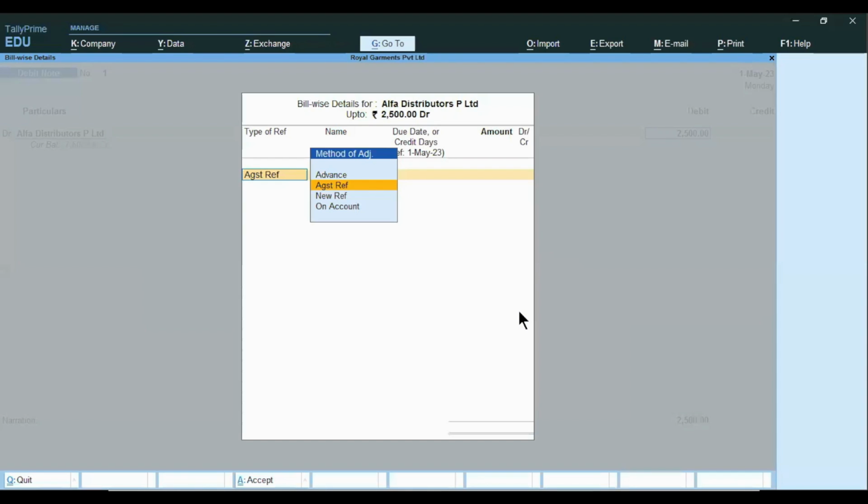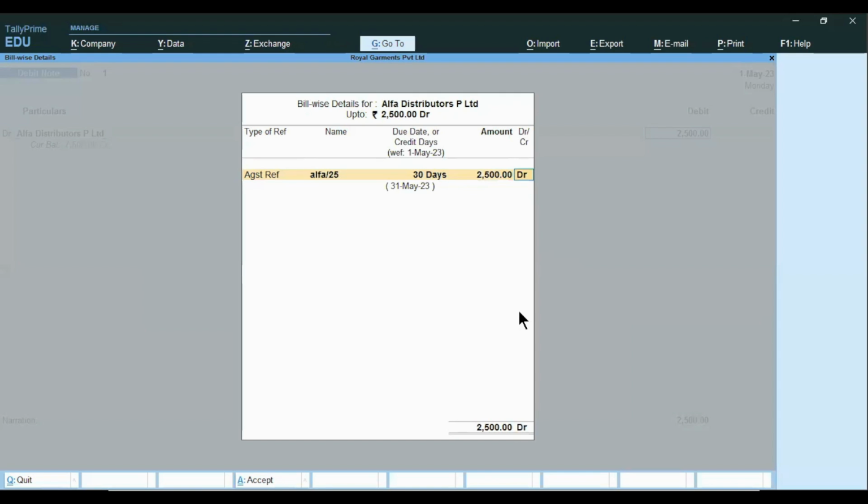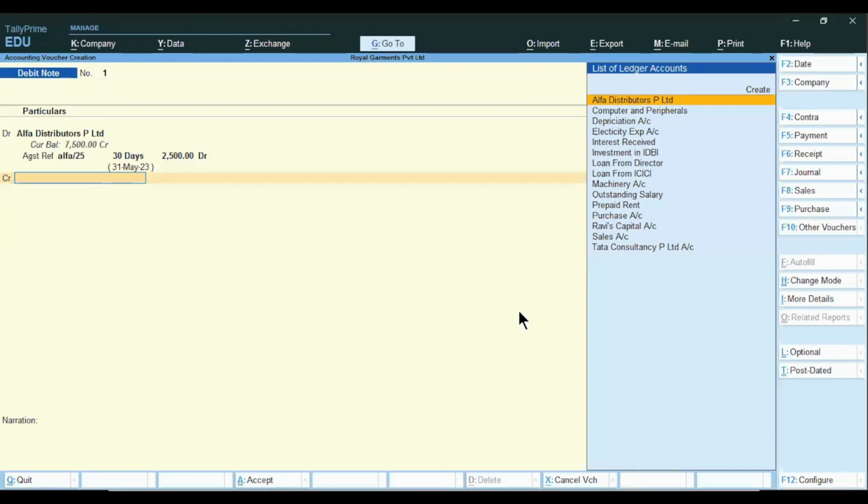Enter. It is asking against which bill we are creating this debit note. As we have selected bill wise details, it has the list of all the bills of purchase transaction. Here this debit note is against Alpha slash 25 bill number. Enter, enter, enter, and credit will go to purchase return account.